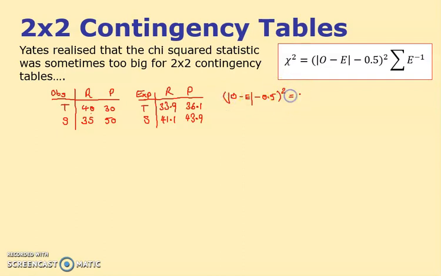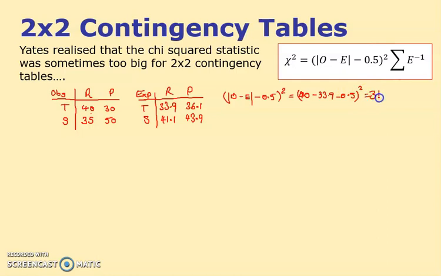I'm going to do the first one, and the first one says O minus E, which is 40 minus the 33.9, and then take away the 0.5. That's the new bit. That's Yates' correction, and square your answer. So if I do that now, 40 minus 33.9 minus the 0.5, the Yates' correction. Press enter, and then square it. It says 5.6, so it's 5.6 squared, and I get 31.36.